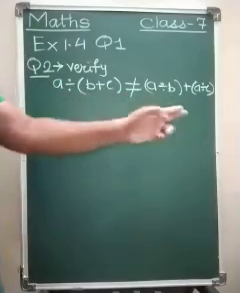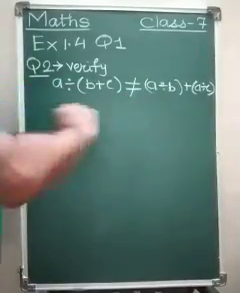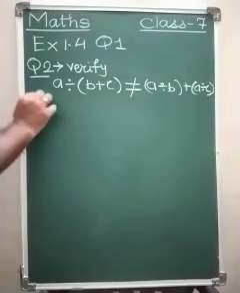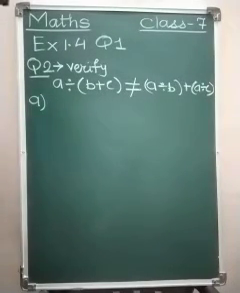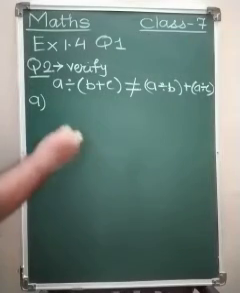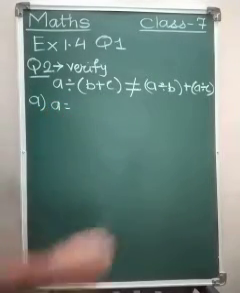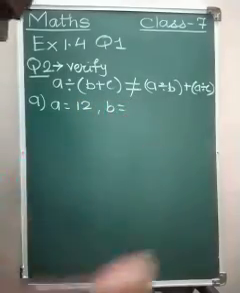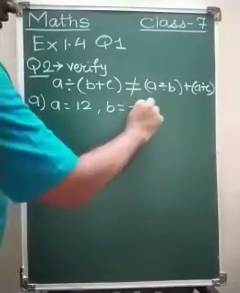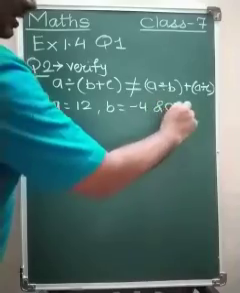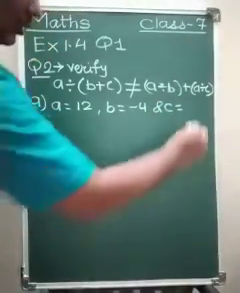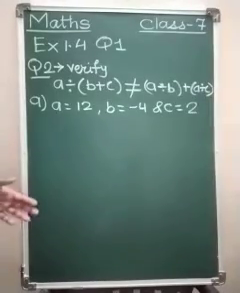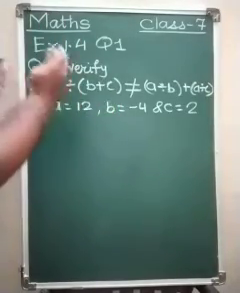So here we have to show that these two are not equal, and there are two sums. Now for A sum, the values of A, B and C are given: A equals 12, B equals -4 and C equals 2. So these are the values of A, B and C. Very simple.